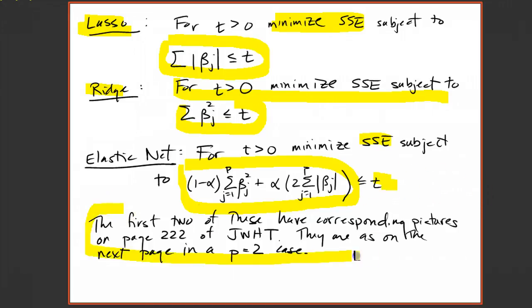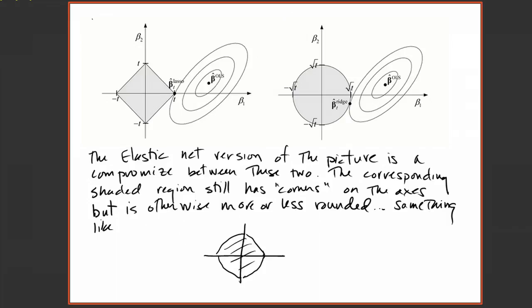If you look in James, Witten, Hastie, and Tibshirani, you will find pictures on page 222 that go with these first two cases, and they are roughly these pictures.